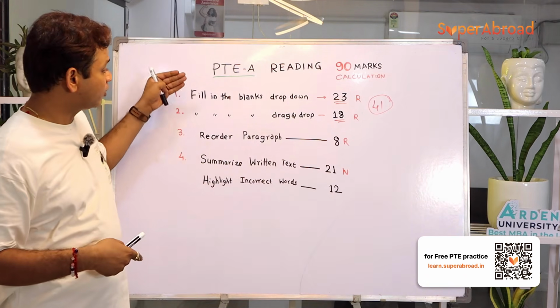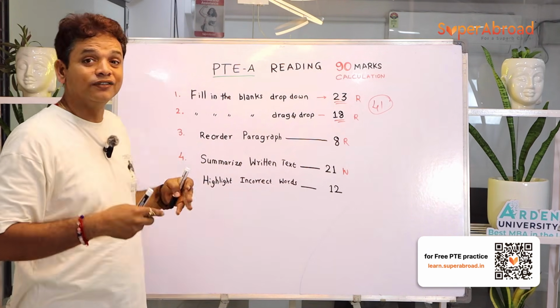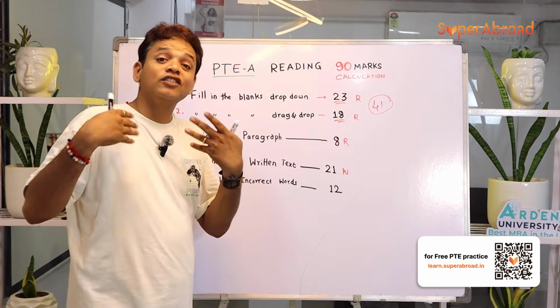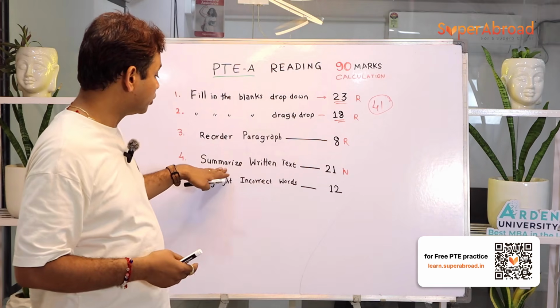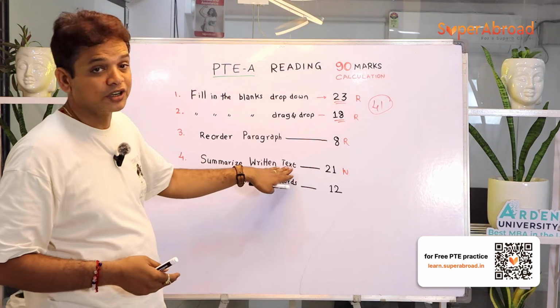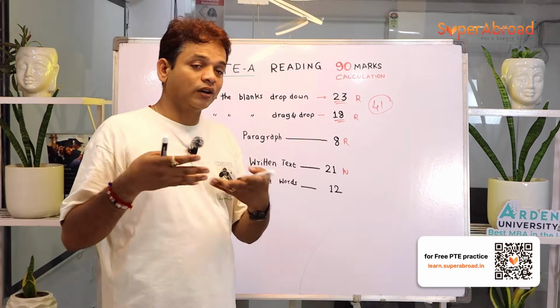So if you do extremely well in the reading module, if you get comfortable with fill in the blanks, reorder paragraph, that's not sufficient. You should also do well in the writing module in this task, summarize written text, then only you will get a good score or required score.